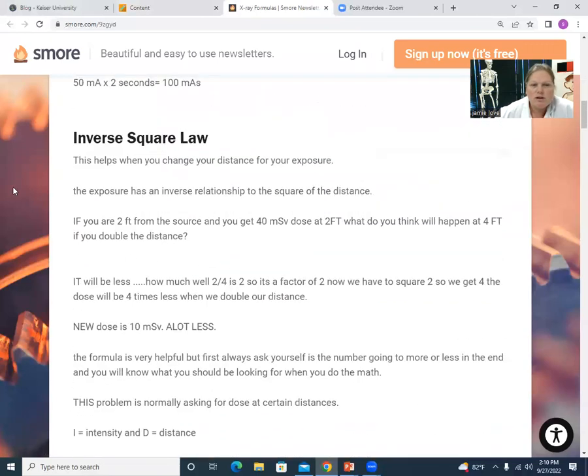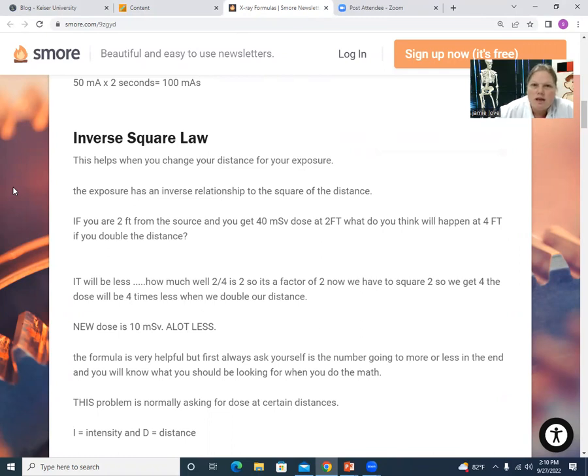Inverse square law is what we use when we're trying to see the relationship of the radiation from the source, from the tube, we could say, and how much radiation we're going to get at a different distance. Or we could say the IR, how much exposure is the IR going to get? How much exposure could we get? So usually you'll see this in millisieverts for the dose to us. Say 2 feet from the source, you get 40 millisieverts. What do you think will happen when you move to 4 feet, or double the distance?